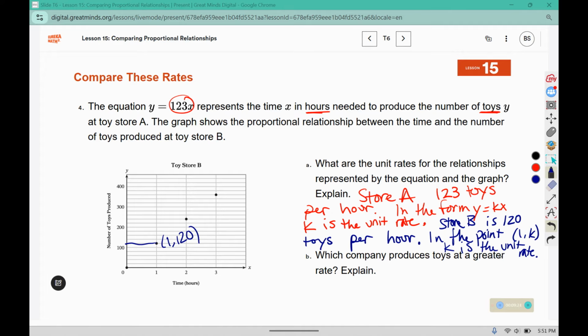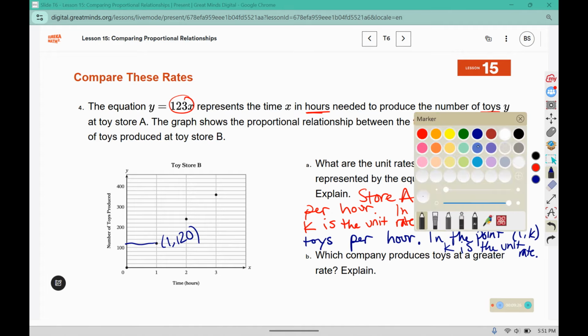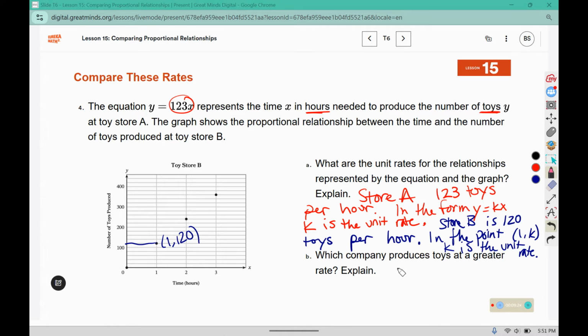Which company produces toys at a greater rate? Company A, or store A, produces toys at a greater rate because 123 toys per hour is greater than 120 toys per hour.